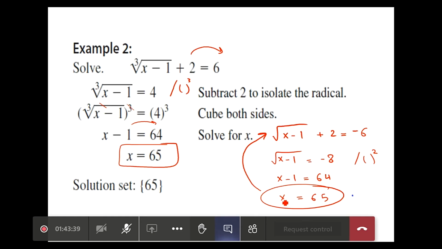Okay, now substitute x. So we have 65 minus 1 plus 2. This equal must be minus 6. But we have 64 plus 2. This equal 8 plus 2. So this is not equal negative 6. This is not equal. So this is not a solution.